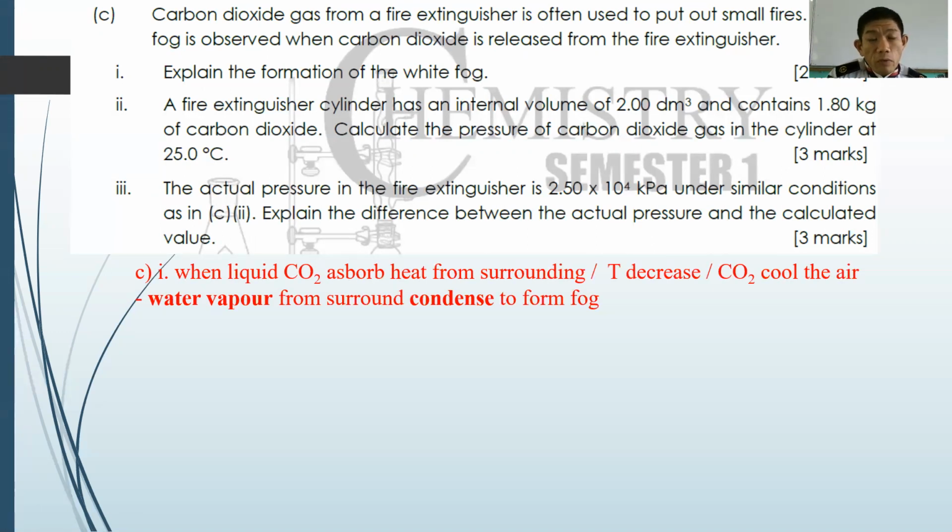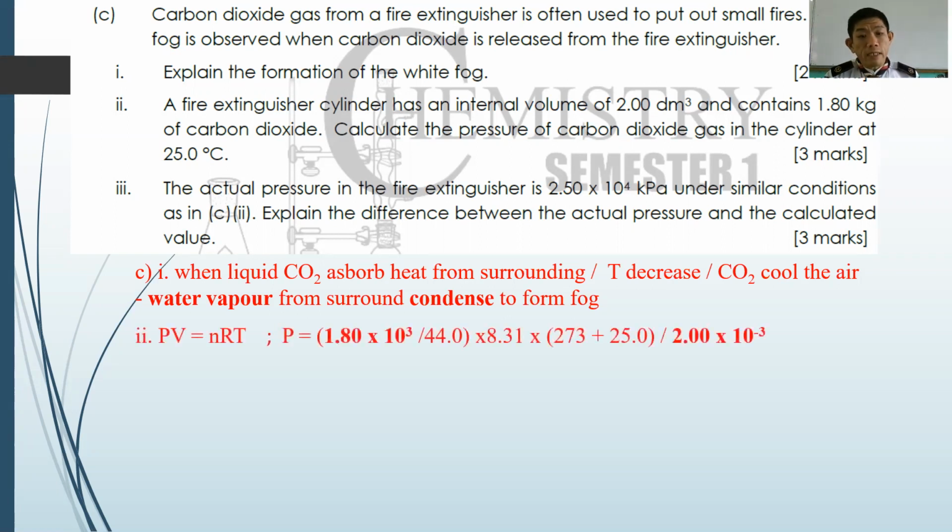Number 2, fire extinguisher cylinder has the internal volume 2.00 decimeter cube and contains 1.8 kilogram of carbon dioxide. Calculate the pressure of the carbon dioxide in the cylinder at 25 degrees Celsius. So you have to use PV = nRT, and then you substitute the mass, 1.8 times 10 power of 3, since the kilogram you have to convert to gram.